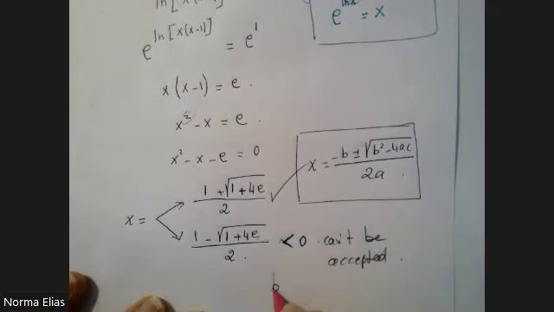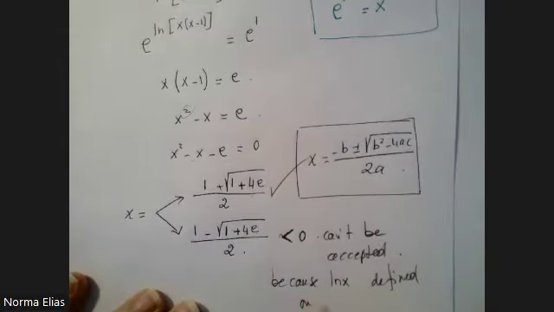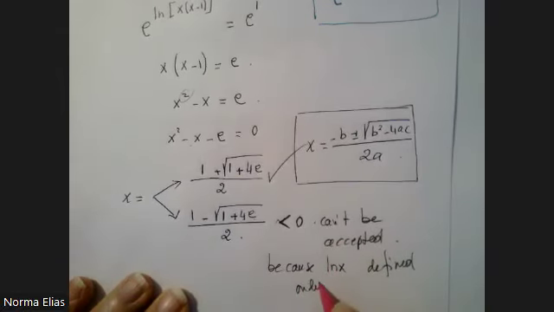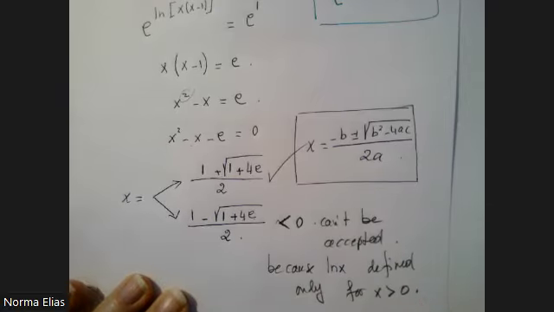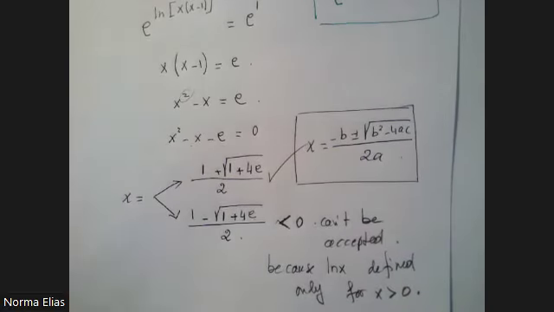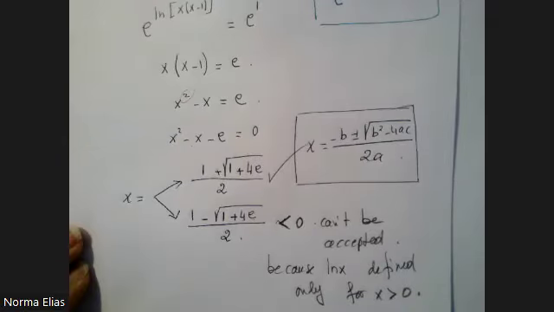Cannot be accepted because ln of x is defined only for x positive. Questions before we move on?